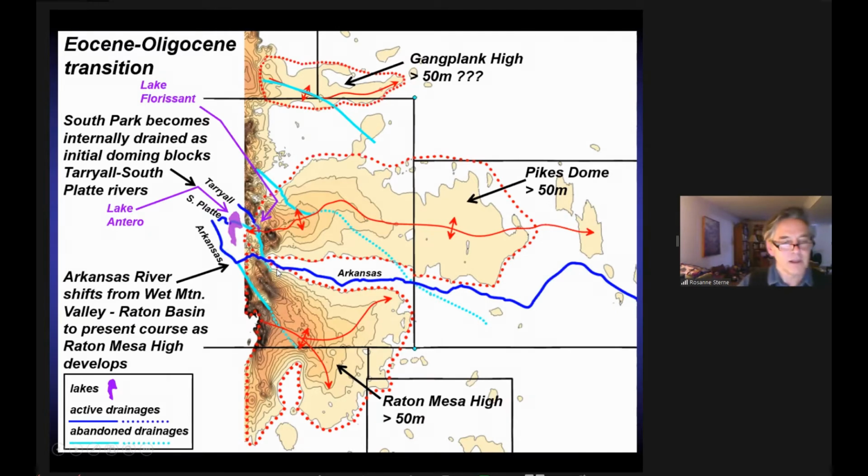Now, for those of you who are really familiar with this area out here, your immediate reaction should be, well, wait a minute. The dome didn't block the South Platte River or Lake Antero. It's the volcanics that blocked it. So let's investigate that. We're going to do a little diversion. I'm going to come back to this river evolution story after we visit the Florescent Valley.